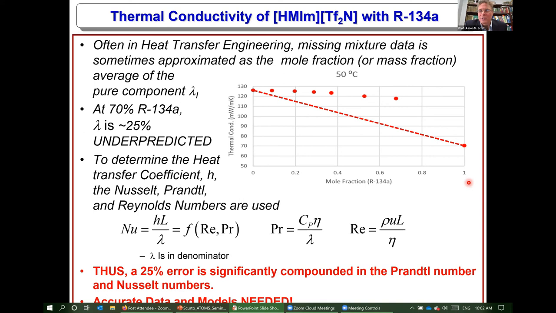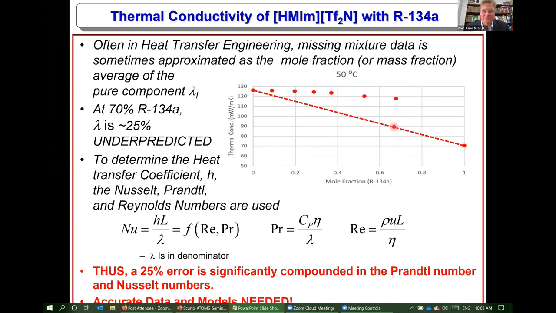And again, most of the time when engineers try to do any type of thermal engineering and they don't have mixture heat transfer coefficients, often they use a very simple mole or mass fraction average of the two pure component properties. Well, look at this particular system. If we were out here, say at 70% of the R134a, our simple mixing rule prediction would be about 25% under that.